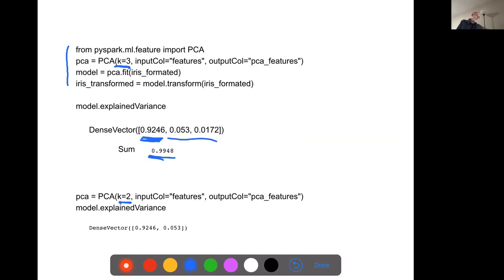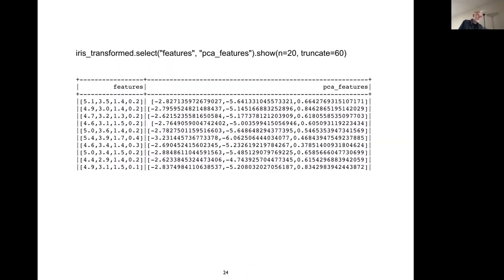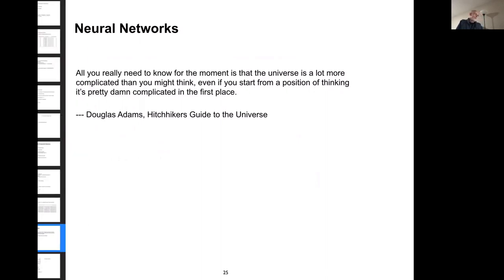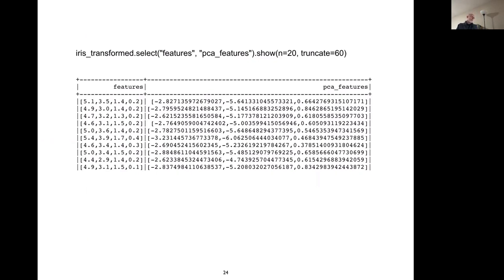Now, if I say I only want two dimensions or two features, well, I still get the same values, but I'm still explaining 97.76% of the variation in the data. And then we can literally transform the data using this. We're basically taking three-dimensional data down to two dimensions, reducing the dimensionality of our space to make it easier to do the computations on it.